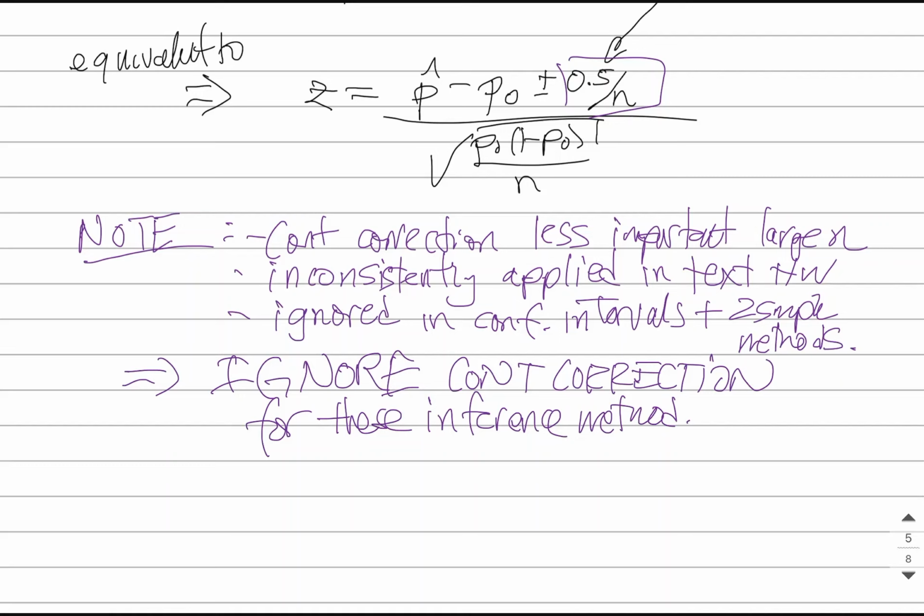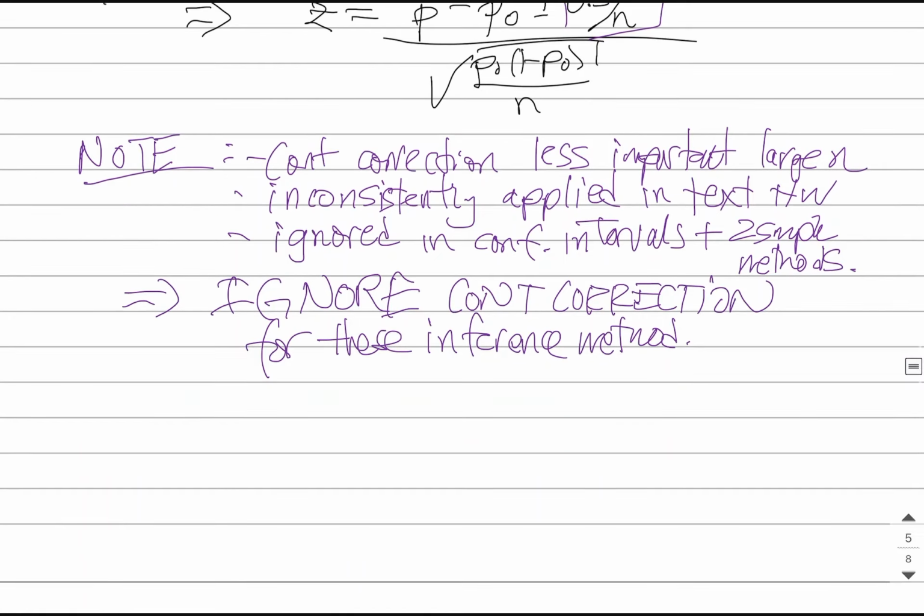So when you perform your hypothesis test, feel free to ignore the continuity correction. There is only one question in the textbook that uses it, and every other hypothesis test question does not. So it's really a bit of a head scratcher there.